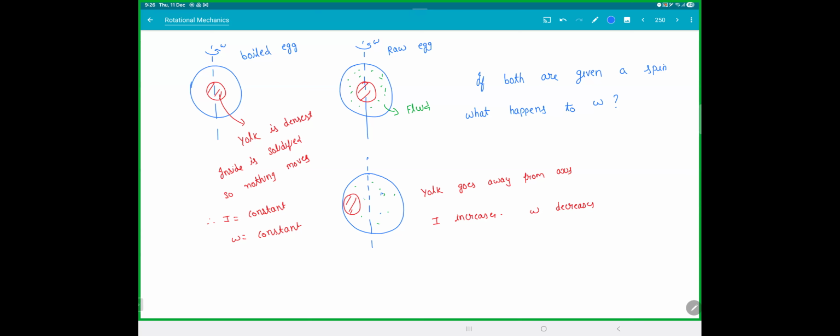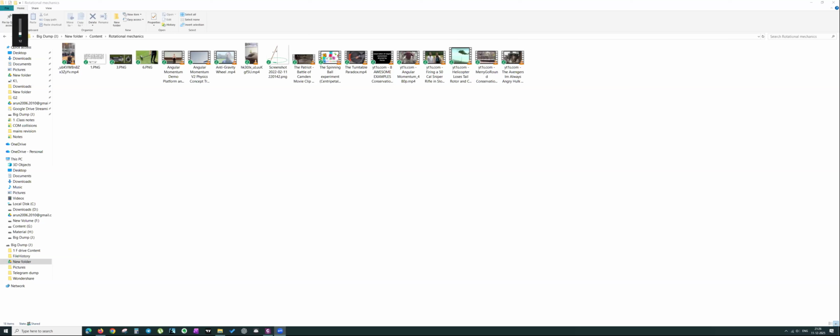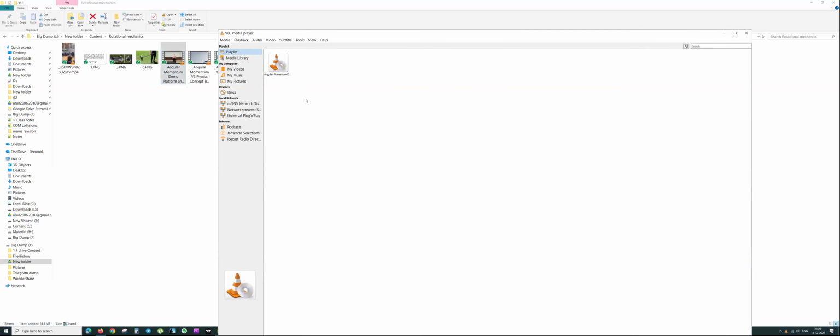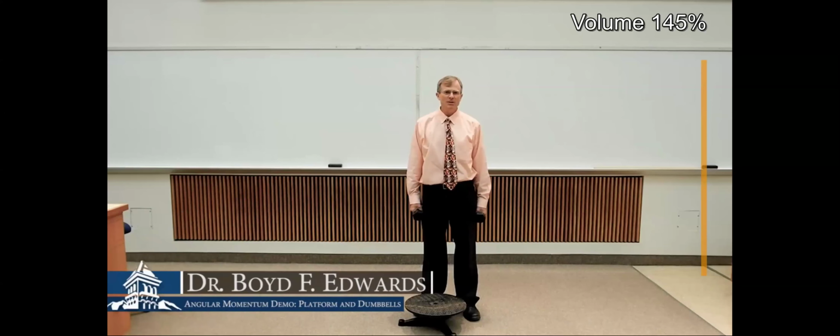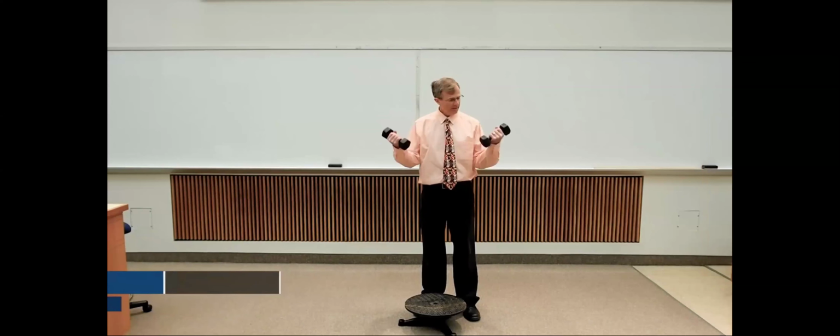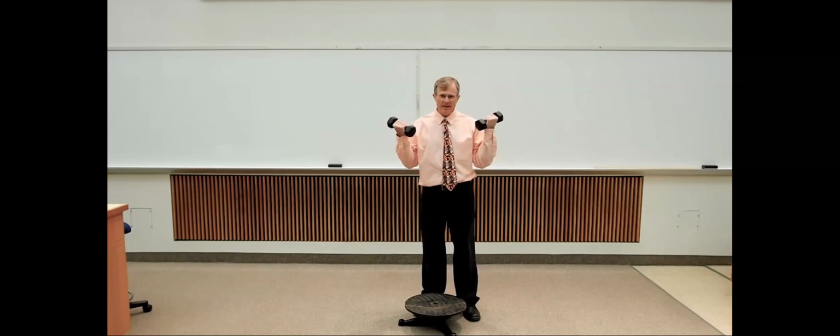So look at this. This is a demonstration of the conservation of angular momentum. I have a couple of, looks like 5-pound dumbbells in my hands. I've got a platform that spins freely on its axis. I'm going to stand on this platform and then have my able assistant, David, come over and give me a spin.